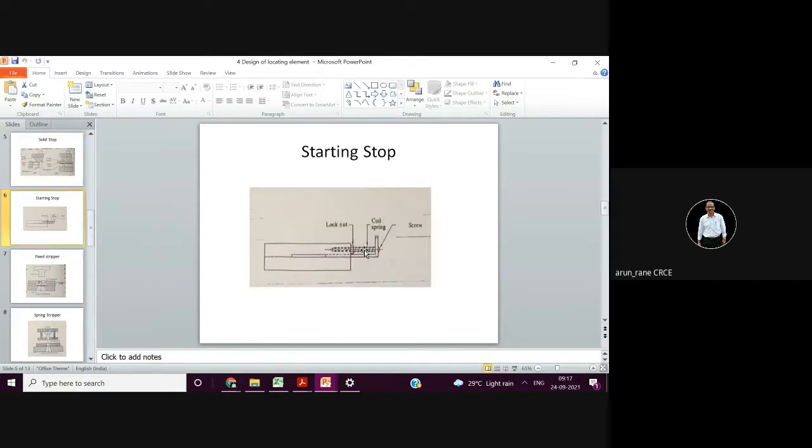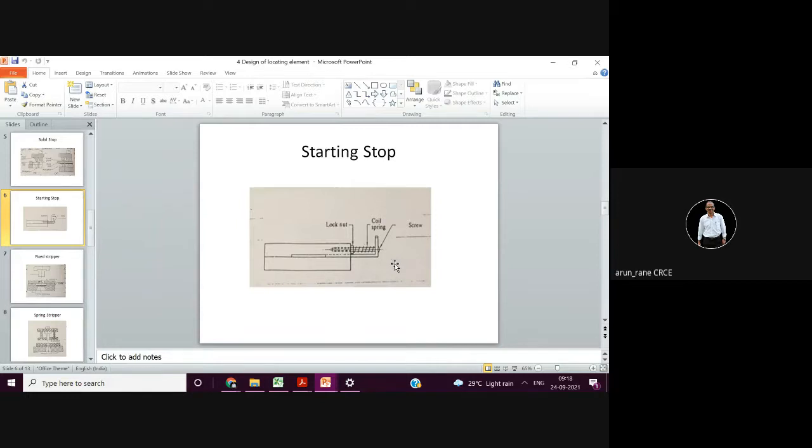Now these stops, this is what the starting stop is. Okay, so this is what I had shown. So it is spring loaded. So in the beginning only you need to stop the strip. And once the strip is stopped, then you have to disengage it and keep it in the lock condition.